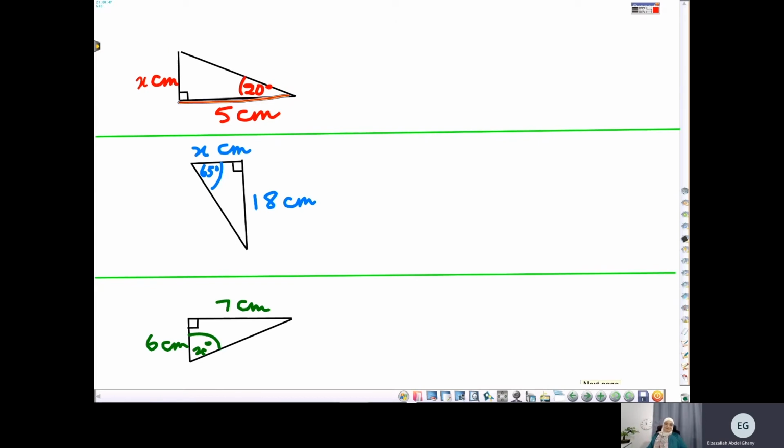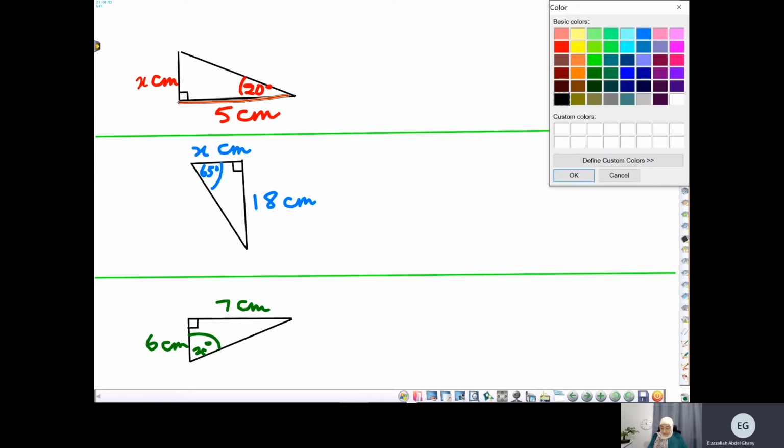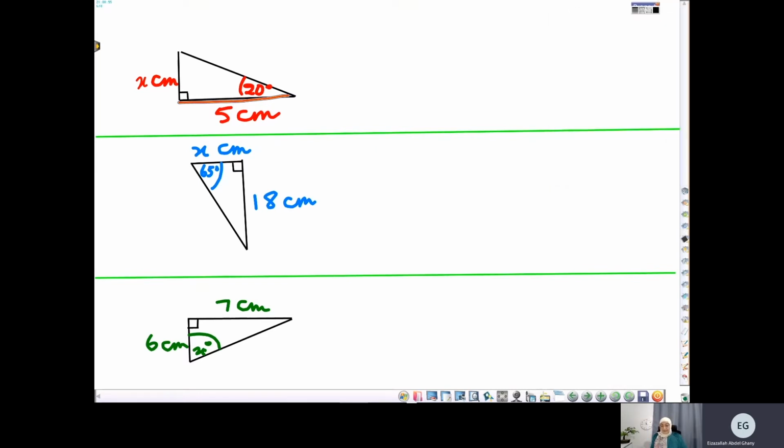Let's take some examples. In this example, we should write the names of each side, given or unknown, but the third side will not be mentioned. Please don't write its name because I don't want you to get confused. The side which is opposite to the 20 degrees, we name it what? Opposite. The side that links the angle to the right angle, we name it what? Adjacent.